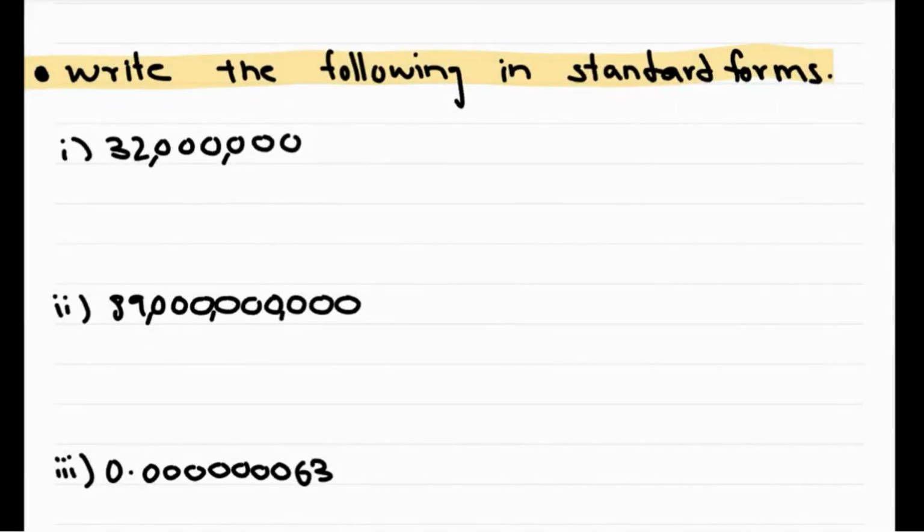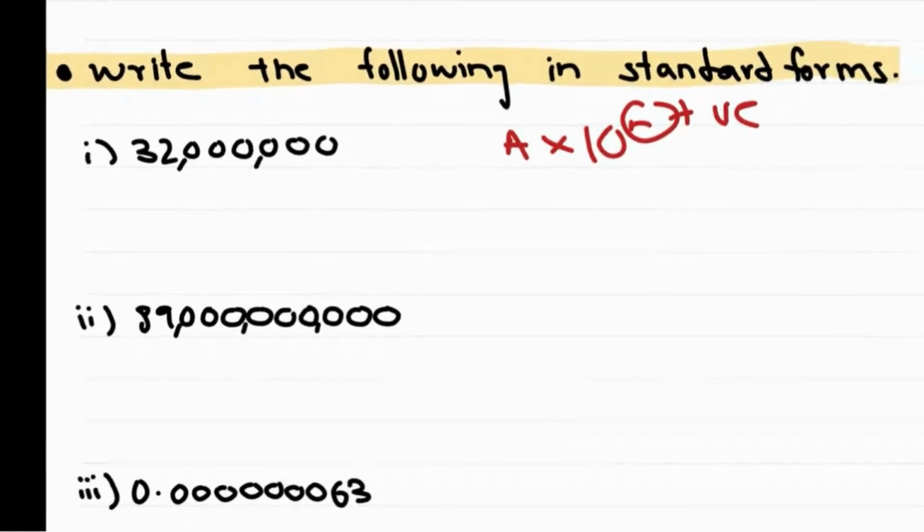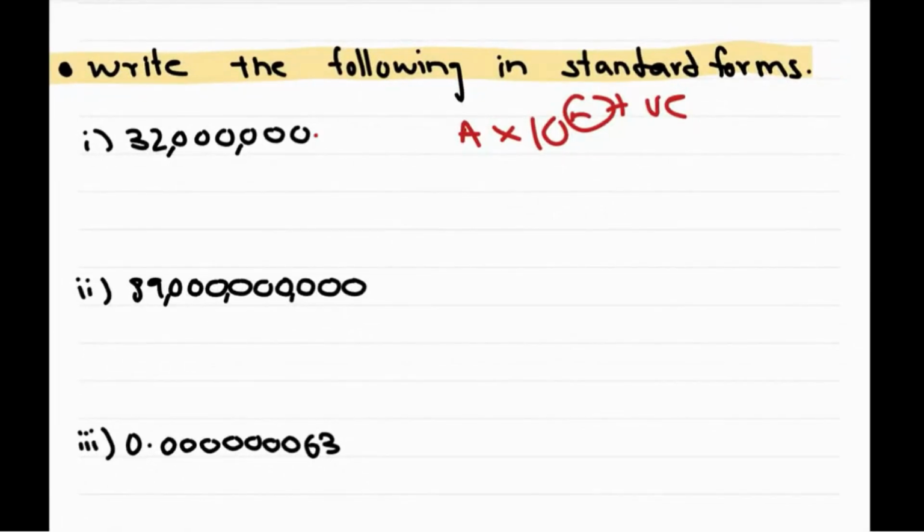In the next question, we have to write the following in its standard form. So when the full form is a relatively larger number, we need to ensure that in our standard form, this n should be a positive integer, right? So how do we do that is that first of all we need to see where the decimal is. Obviously over here the decimal is at the last, so we need to move this decimal between 3 and 2 to bring the front number between 1 and 10.